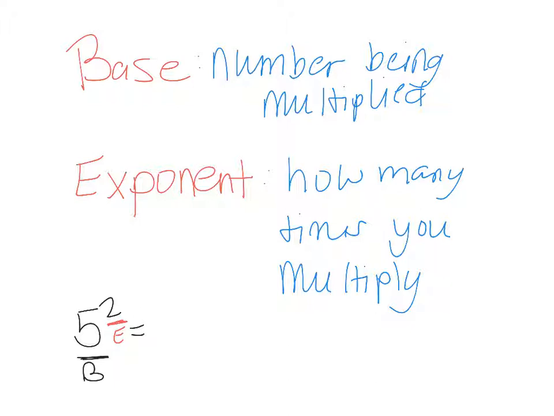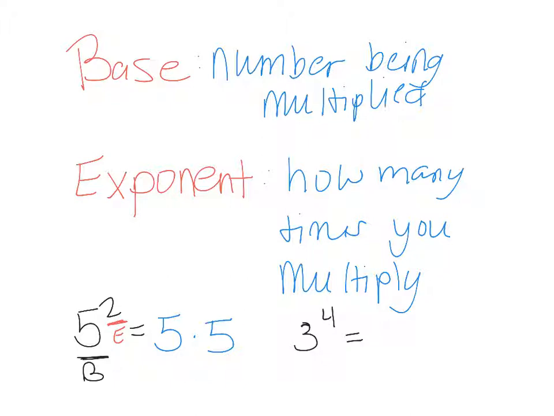What that means is I'm doing 5 times 5, because my 5 is the base, and that tells me the number that's being multiplied, and then the square, or the 2, is telling me how many times I'm actually multiplying that. Okay, another example might be 3 to the 4th power. Although we only do squares and cubes, it's still good to know what this means.